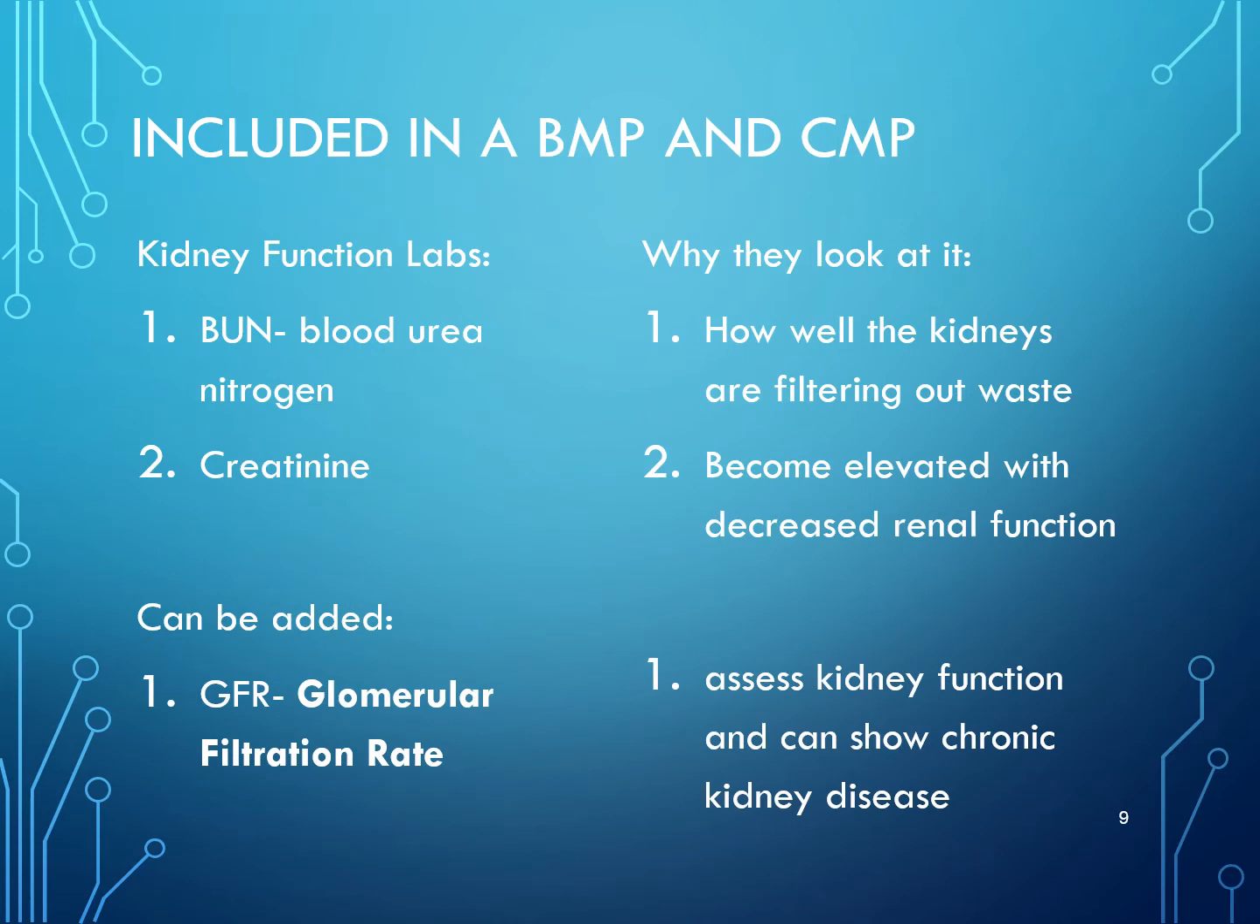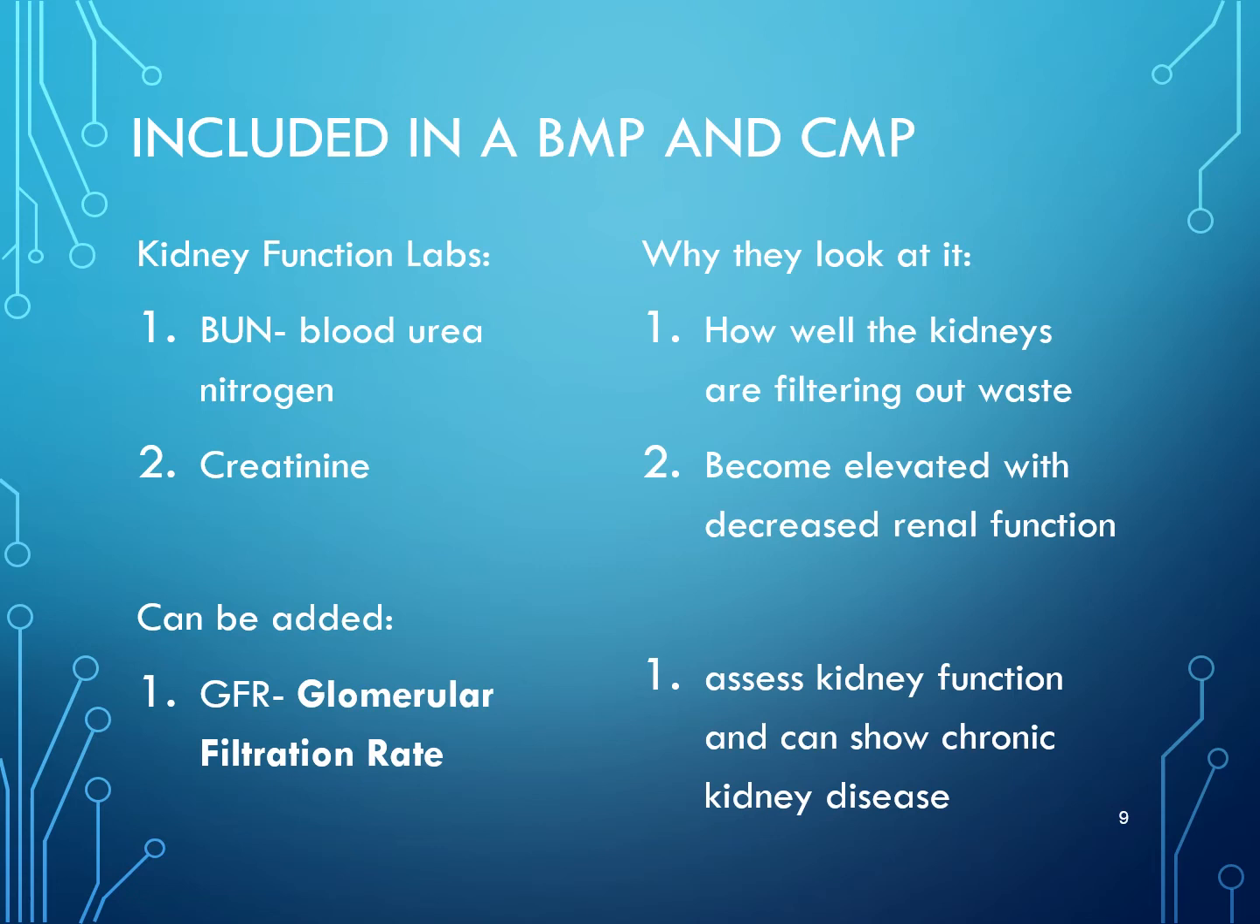Included in a BMP and a CMP, some of these things might overlap, they might not, but we've got our BUN, which is our blood urea nitrogen. We've got our creatinine. And I just did a quick note about why we're looking at them. So our BUN is telling us about the kidney function, how they're filtering out waste if it's building up in the bloodstream for clients. The creatinine is going to become elevated with decreased renal function. So if the kidneys aren't functioning as well, they're not clearing these things out, then these levels can become elevated.